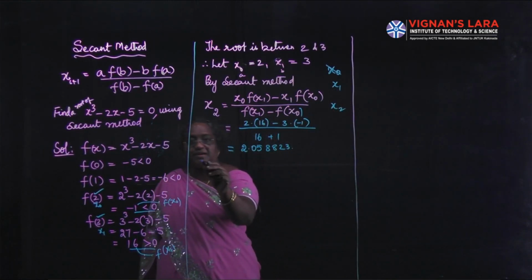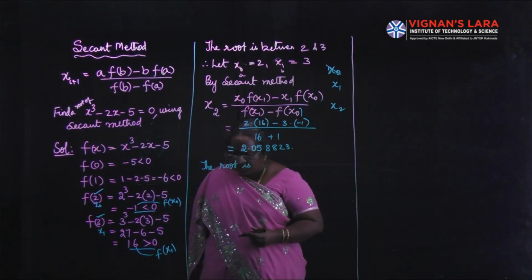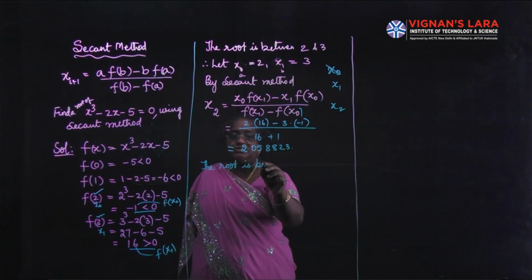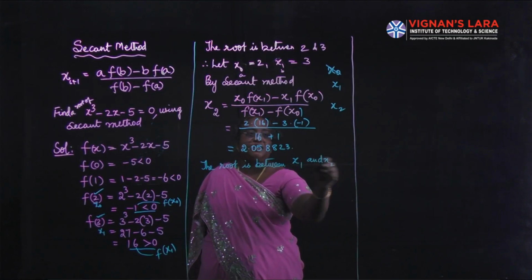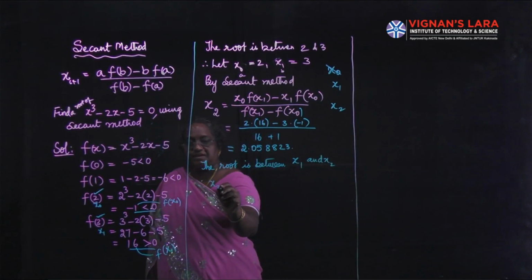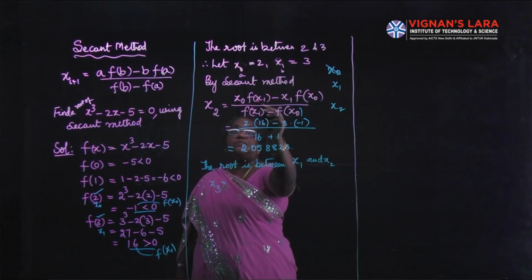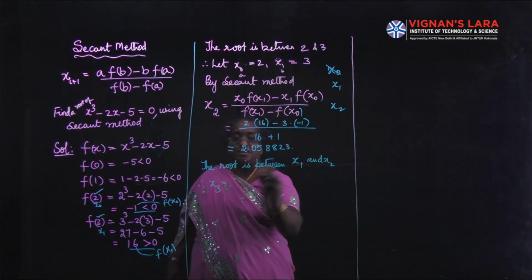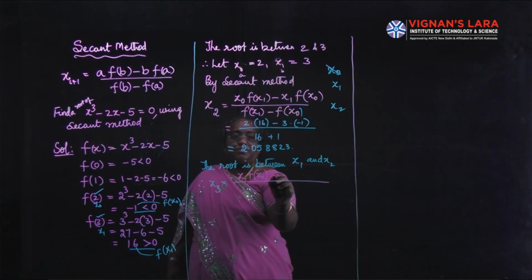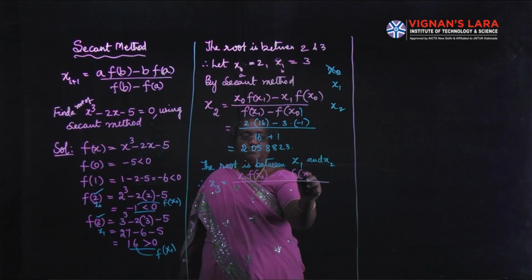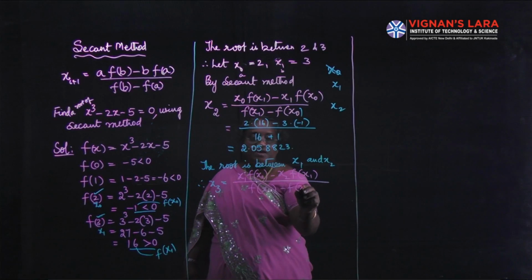So now we will take the recent approximation. The root is between x1 and x2. Therefore, we get x3. x3 is equal to, see what is the formula? I will write it as a combination of x1 and x2. Means x1 into f of x2 minus x2 into f of x1 by f of x2 minus f of x1.